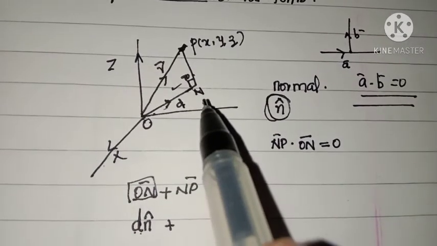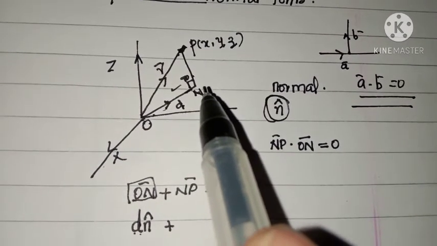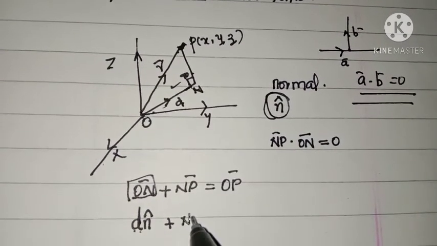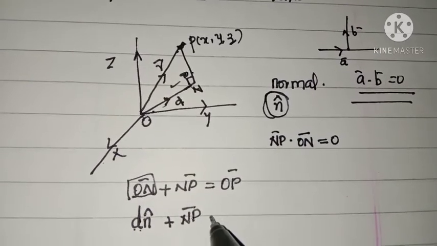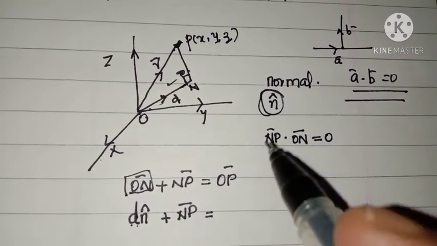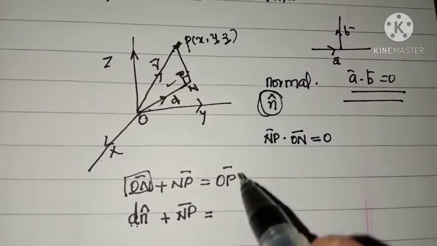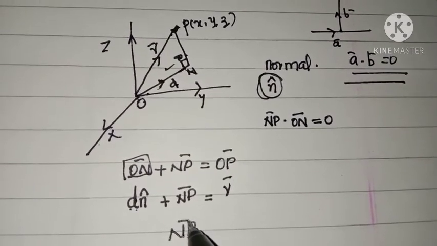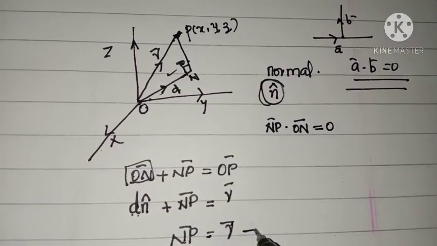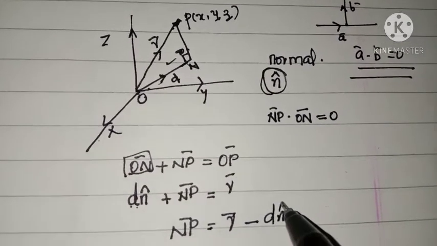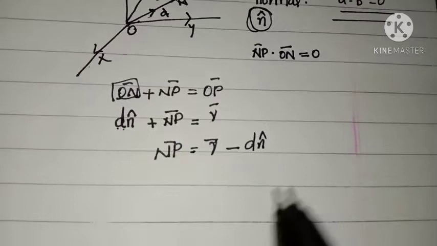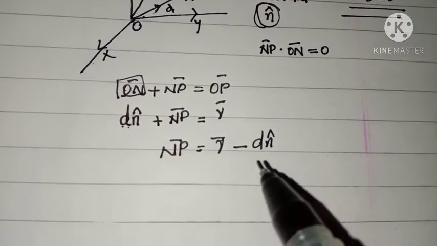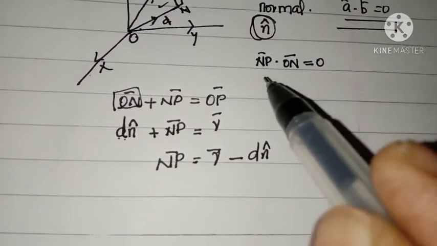Now listen, NP. What is NP? NP is the distance between N and P. OP is the position vector. So from here we can write NP is equal to r minus d into the unit vector n. Now this value, put it here.